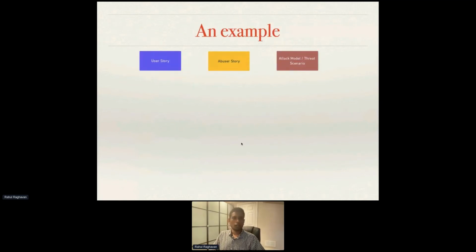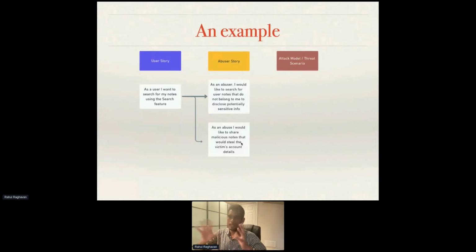For example, let's say there's an application, and for the sake of conversation, let's say there's a user story where there's a search bar. Let's say it's a note-taking app, where you could search for notes. So as a user, there's a search bar there, and you can search for your notes in that application. So that is the user story. The abuser story, there could be two abuser stories that happen to that.